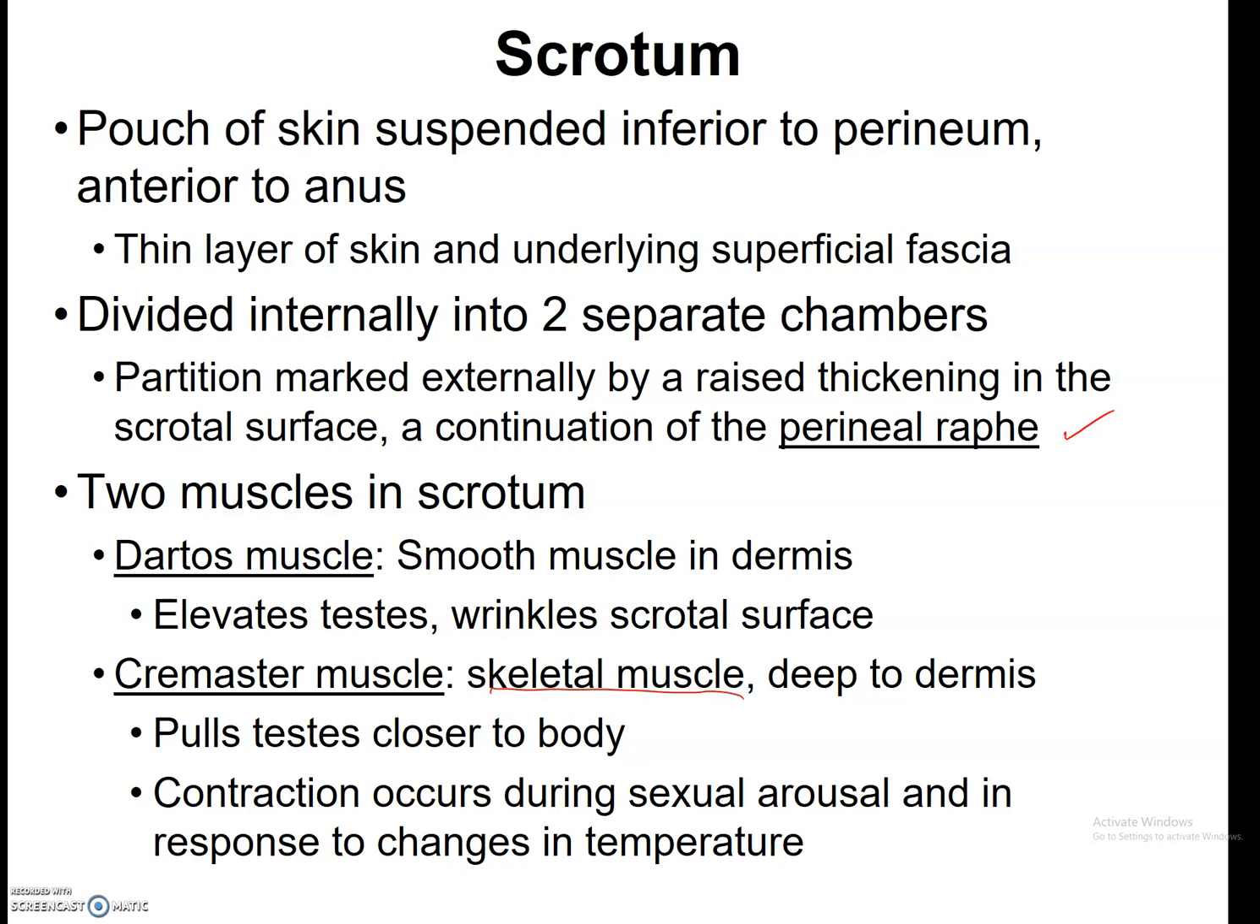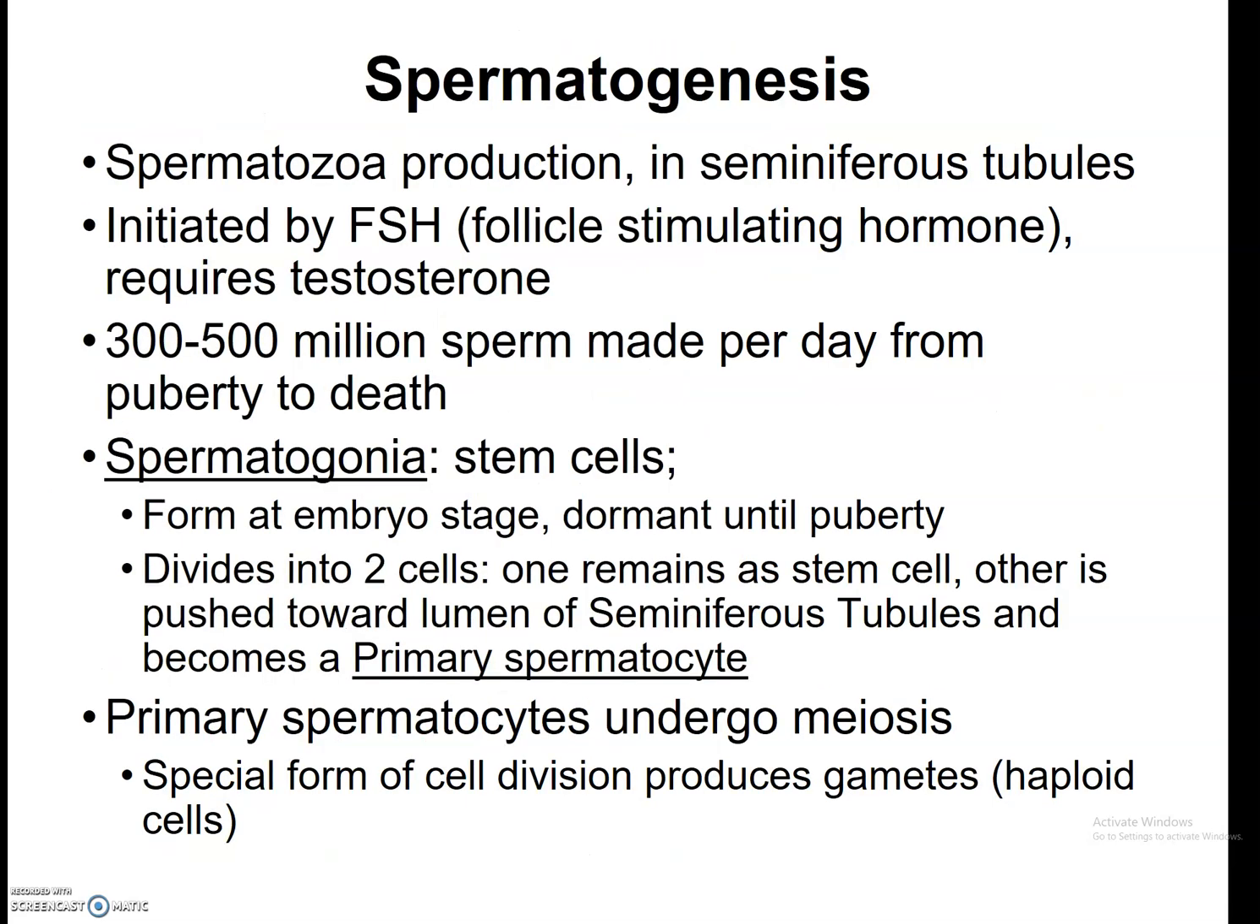This is what's going to be pulling the testes in closer to the body when body temperature, or I should say external temperature, drops, and the testes can be pulled closer to the body to help keep the testes warm. The cremaster muscle contracts during sexual arousal, and it does respond to temperature changes. It allows relaxation during exposure to warmer temperatures so that the testes can descend farther away from the body to help keep the sperm from getting too warm. We will pick up on spermatogenesis in part 2 of this lecture.